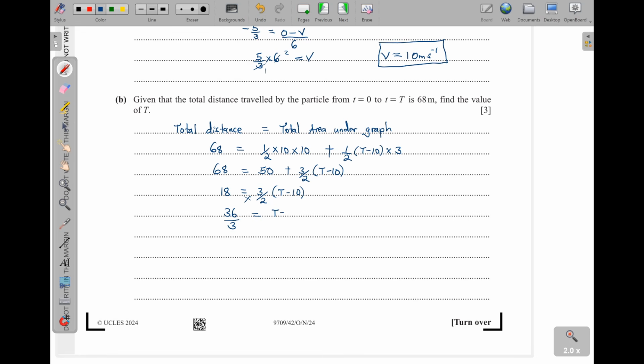To get t minus 10, now this one will give me 12. Now 12 plus the 10, then it will give me the t. So that means t is equal to 22.